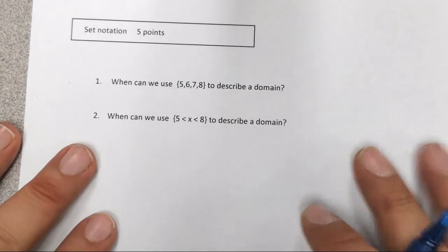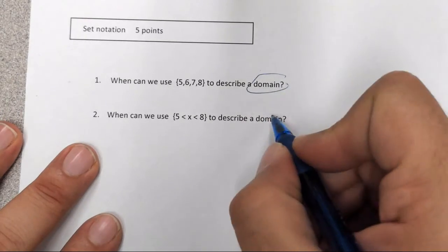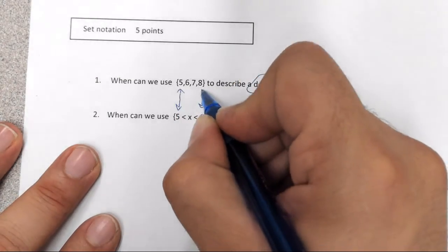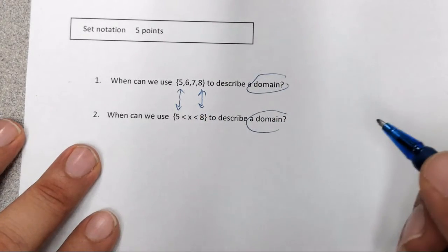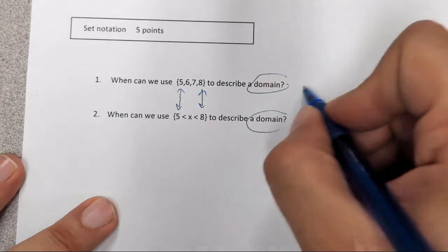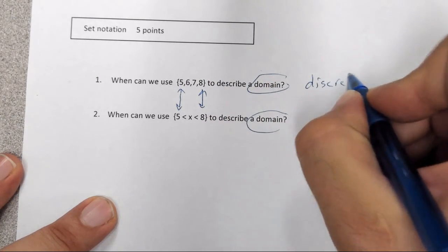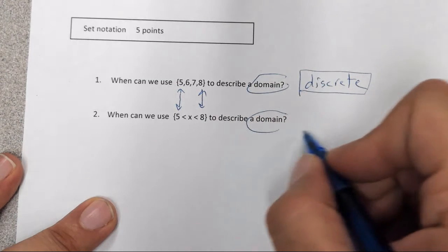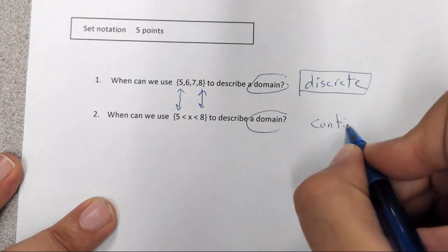On this test, you're going to be asked for a domain. And what they're going to do is they're going to use the same numbers, but they're going to put them in two different ways, and you've got to pick which one to use and when to use it. This is pretty easy. This right here is discrete. You use it when the thing given is discrete. This one right here, use it when it's used as continuous.